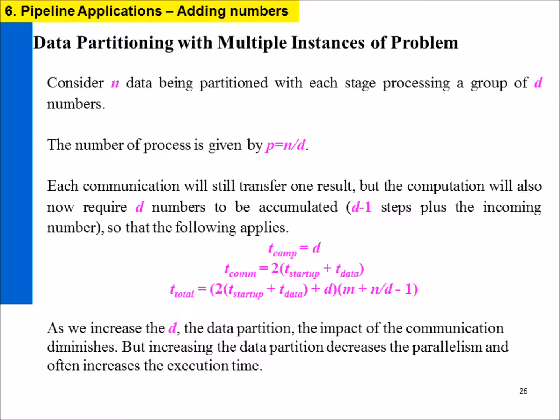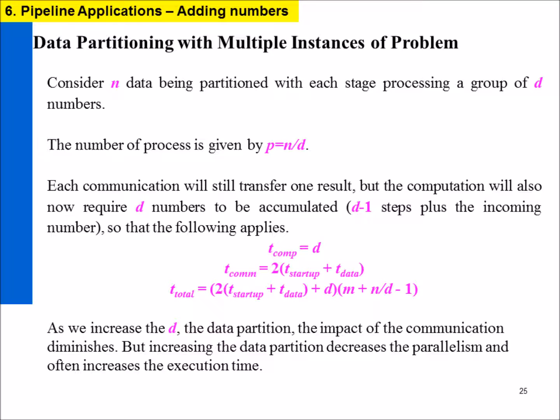Now let us consider data partitioning, with each stage processing a group of D numbers. The number of processes is given by P equals N divided by D. Each communication will still transfer one result, but the computation will now require D minus 1 steps to accumulate D numbers, plus the incoming number. So this means that in this group of pink equations, t_comp equals D, t_com equals 2 times (t_startup plus t_data), and t_total is (2 times (t_startup plus t_data) plus D) times (m plus N divided by D minus 1).